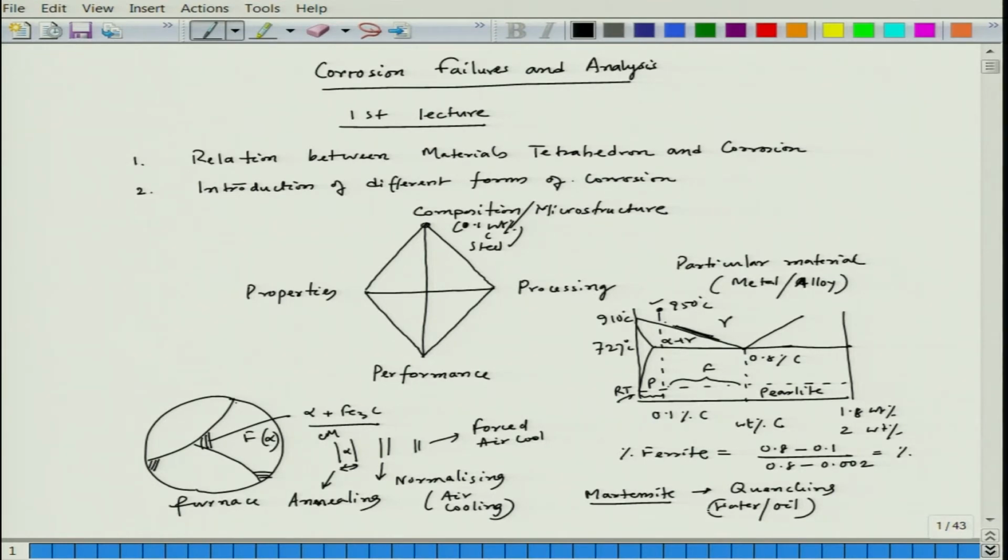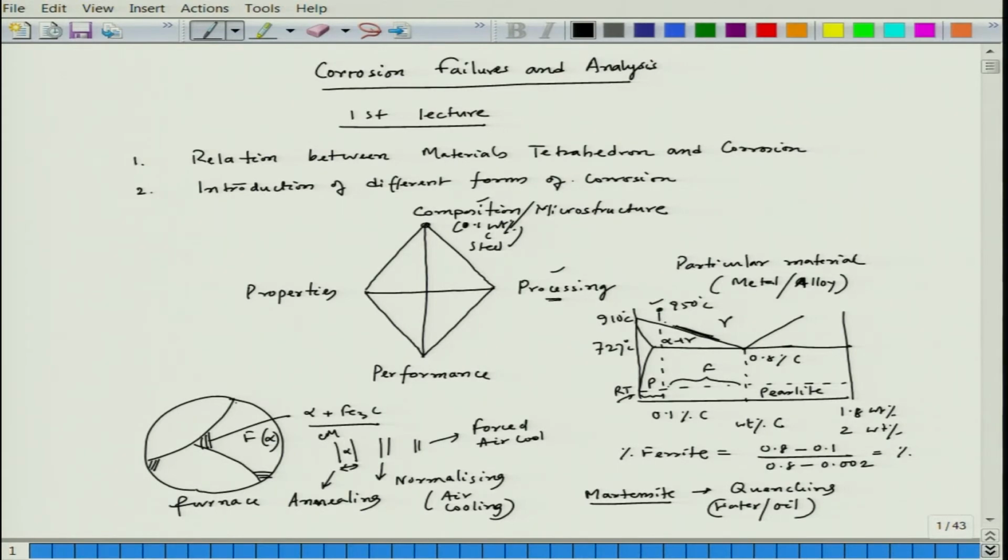So, now you could see that if you fix the composition, the microstructure you can change by changing the processing, because you see that you are doing furnace annealing, normalizing, forced air cooling, quenching, you can change the microstructure, and that is possible by doing processing. And when we do processing, each one would give you different properties.